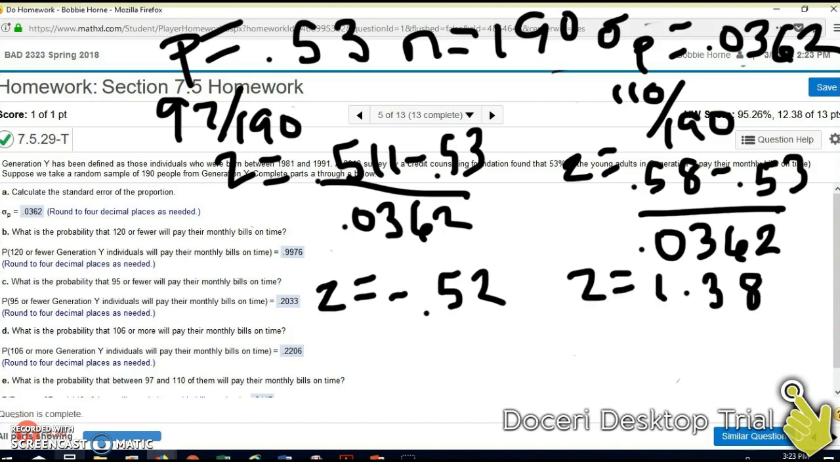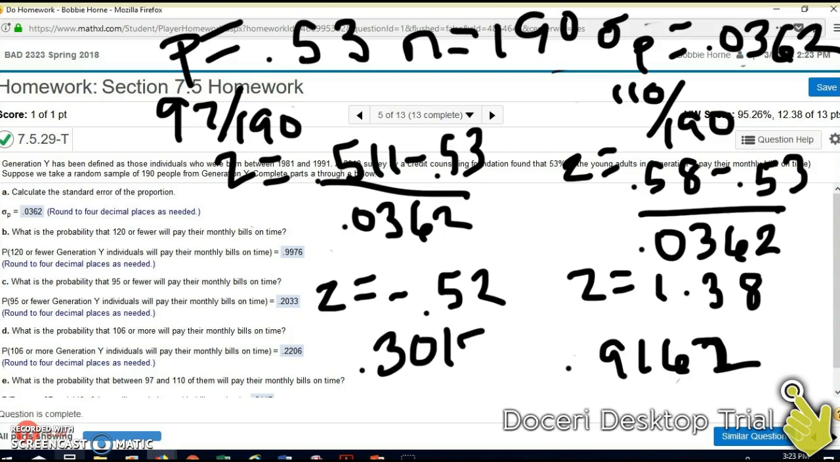So you have to look those up in your table, and like I said, if you want to print your table out, that might make it a little bit easier. But when you do that, I believe you get 0.9167 over here, or 0.9162. And then over here you get 0.3015.